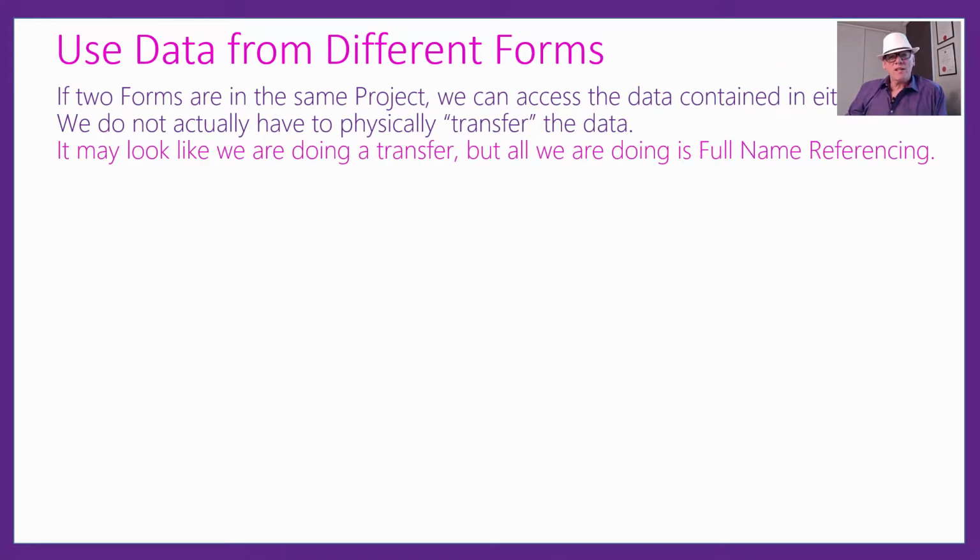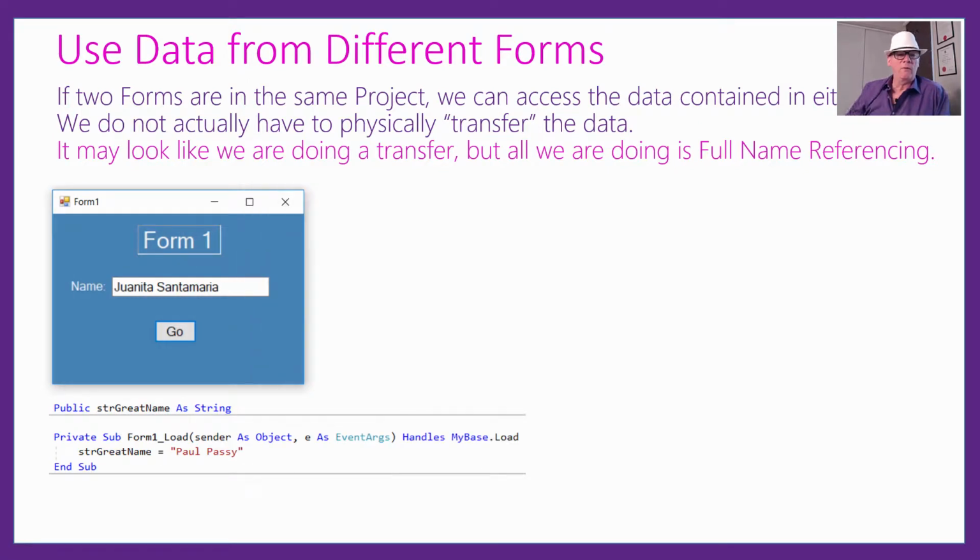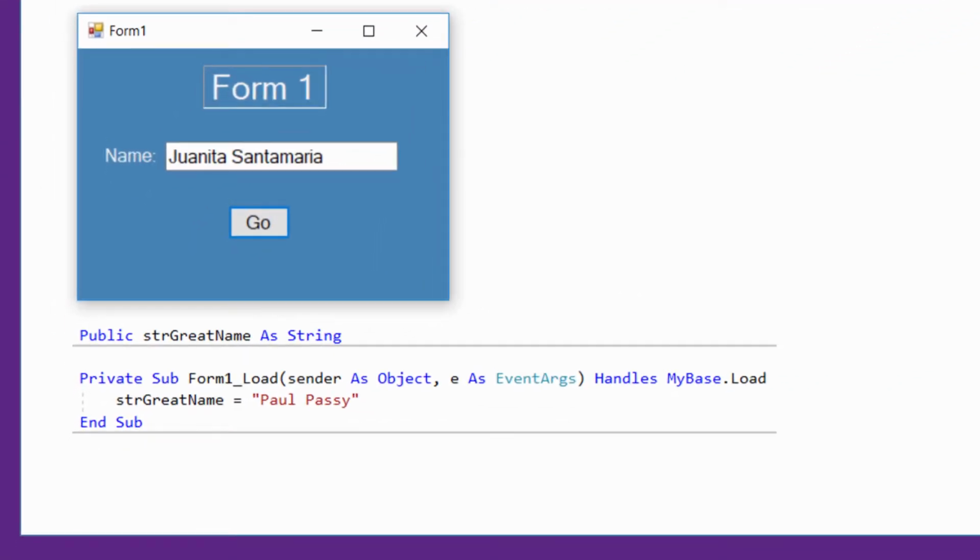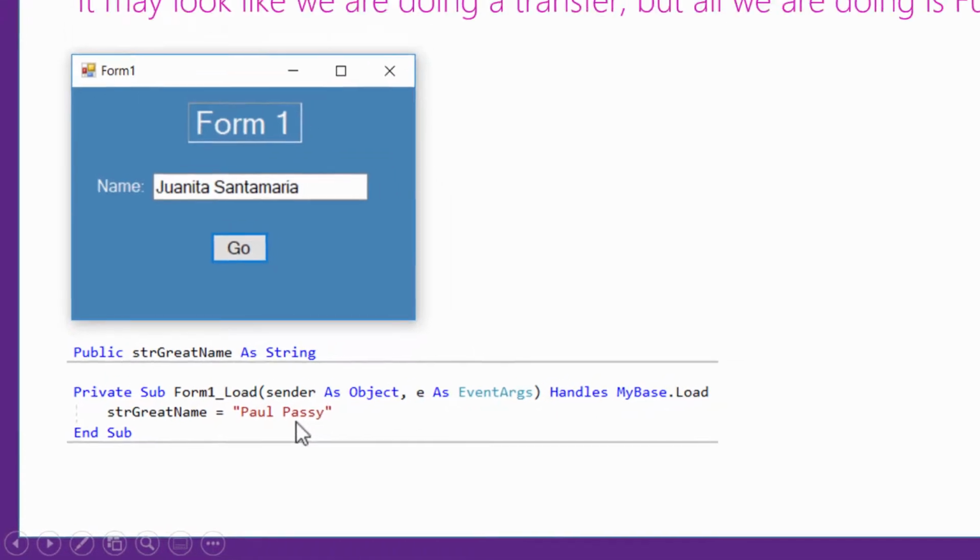If two forms are in the same project and we want to access some data on one form and put it onto the other form, you can do it with full name referencing. We've got form 1 here, with a text box on it, the name, Juanita Santa Maria. We've also got some program code behind that form which sets a public variable, strGreatName. It has to be public so it can be shared across different forms. We've set strGreatName to be equal to Paul Passy.